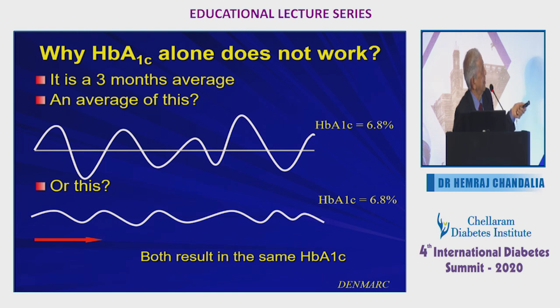Limitation of A1C. You see here, this is data from DCCT showing that you can have an A1C of 6.8 with this kind of glucose profile, a very bad one, and this very good glucose profile. Very high and very low sugars cancel each other and give you the same average as this one. So this was realized long back.